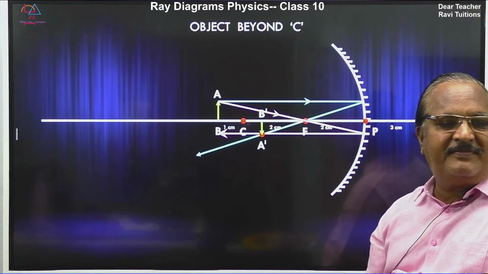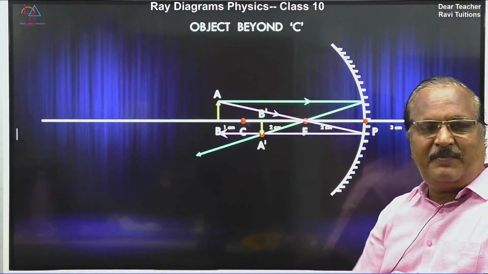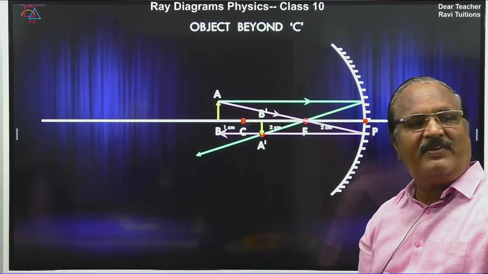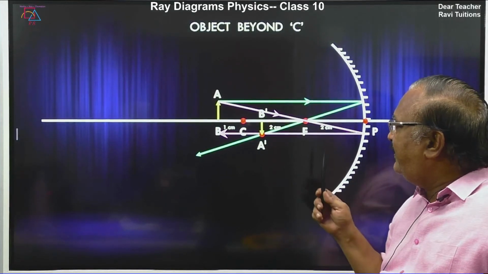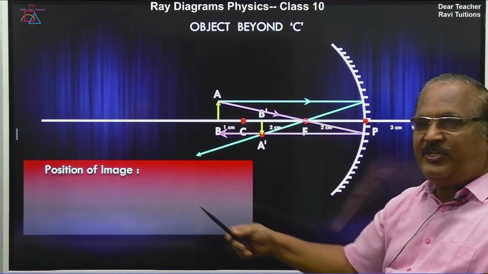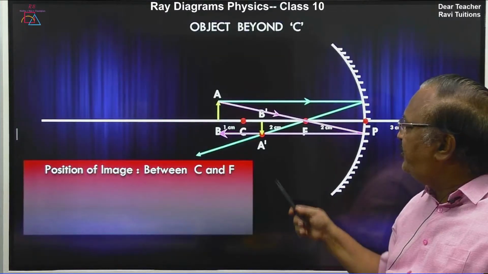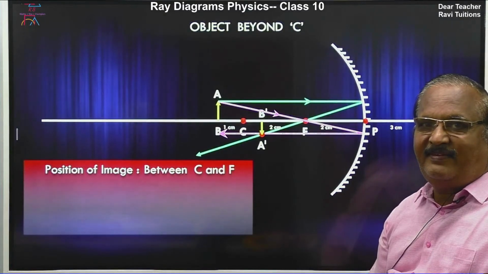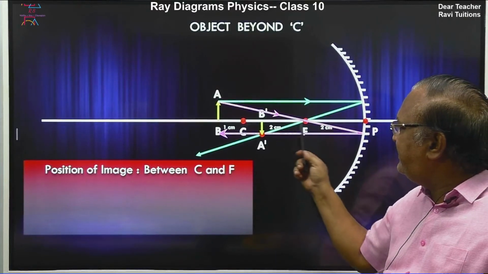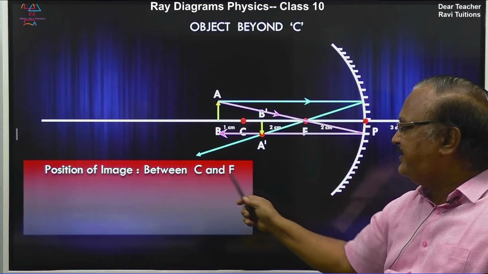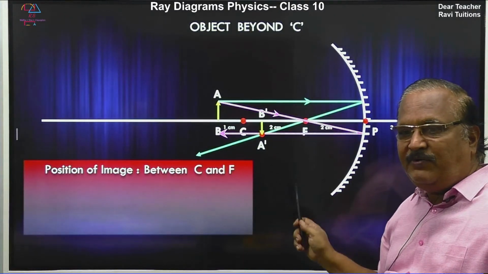Bhavesh, very good. I think this question will come in your examination. Definitely it will come in the examination. Get ready. Now all these things you have to write. Position of the image: where is the position? It is formed between C and F. So the location of the image is between C and F. You have to write this.